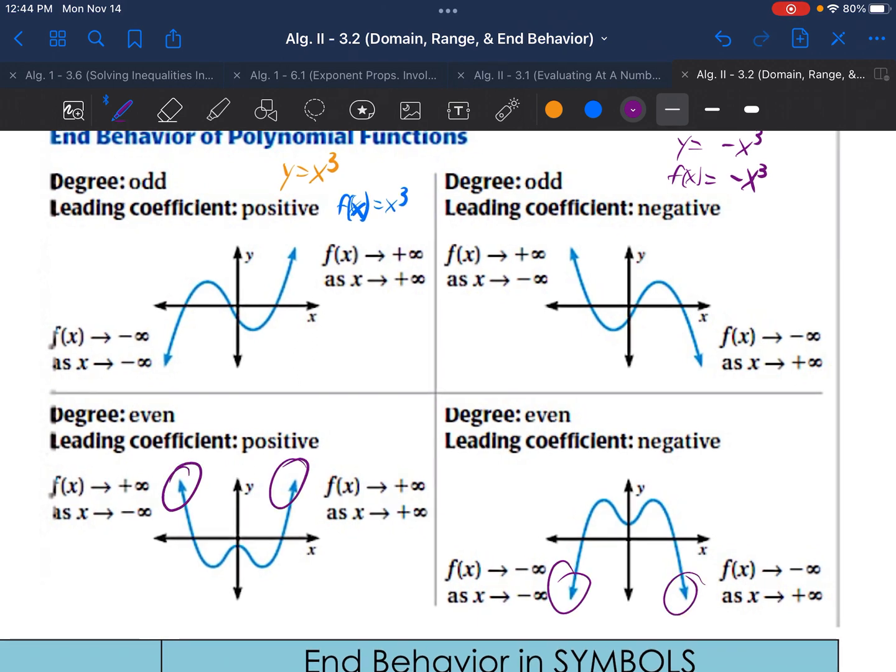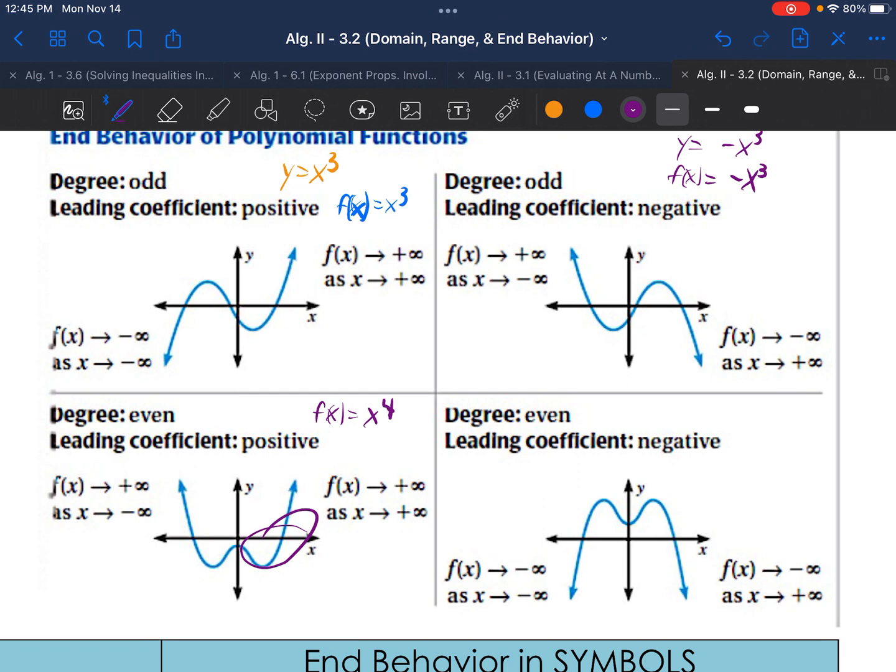Then if it's even, we notice they're going the same direction. Either they're both going up or they're both going down. So how we know if they're both going up or both going down, whereas with an odd they're going one in each direction, is we say, okay, well, is our leading coefficient positive or negative? So a good example here would be f of x, or y equals x to the 4th. You could have done any even exponent. And this one is positive, so it fits this description.